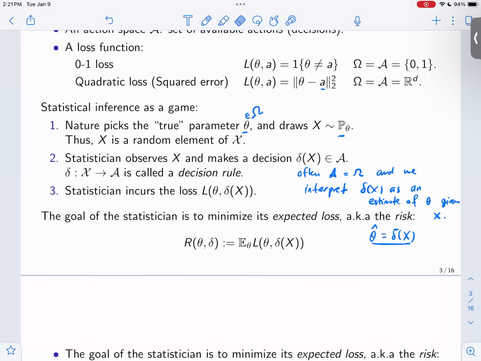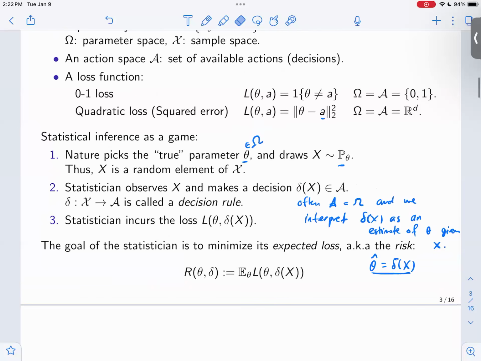It also depends on the decision. So it's really a function of both theta and the decision, the true parameter and the decision that you chose. So there's no randomness. Okay, sounds good. Good. Can you explain the loss functions a bit, like what you mean by the not equal to?